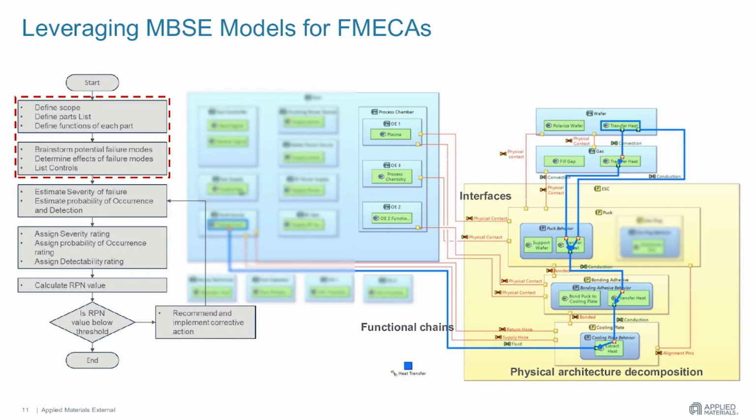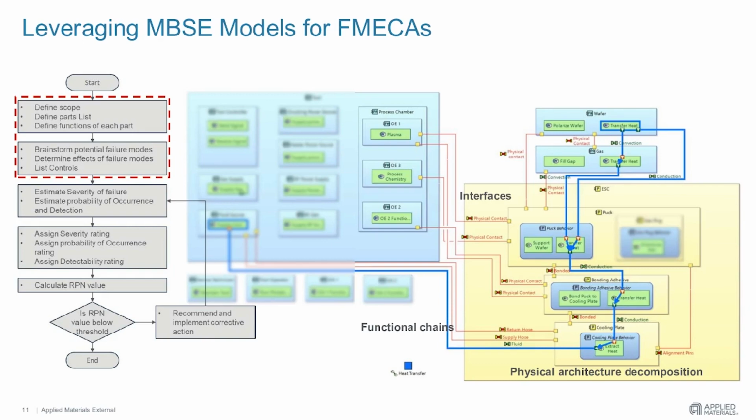The second item on the flow chart is defining a parts list. Once again, since we have a physical architecture, we have that parts list. So here we can see in the ESC there are parts called the puck, bonding adhesive, cooling plate, and within the puck there is another part. Typically we have anywhere from 15 to 30 parts, and that list is now directly available from your MBSE model, right? Makes things a little easier.